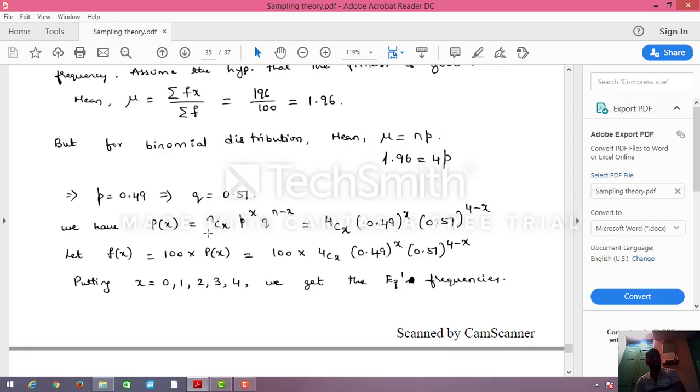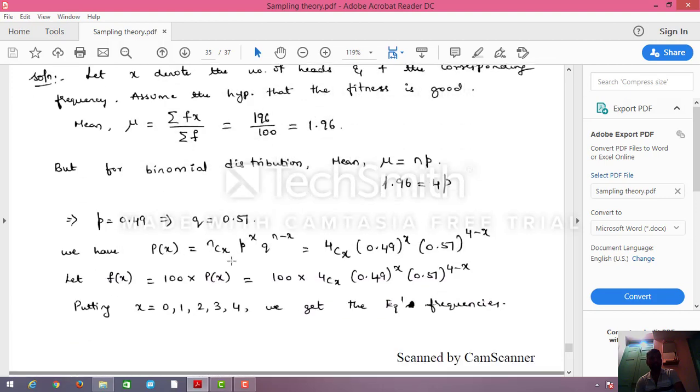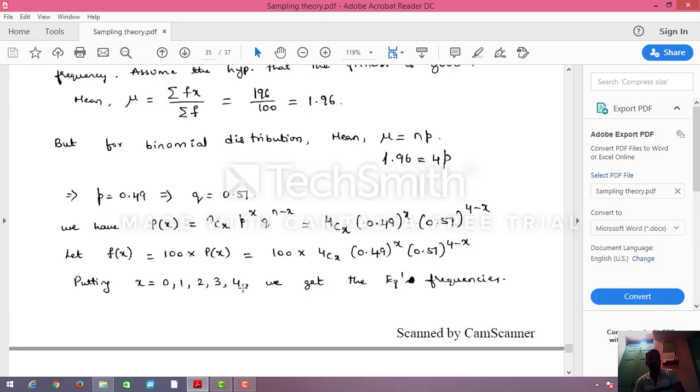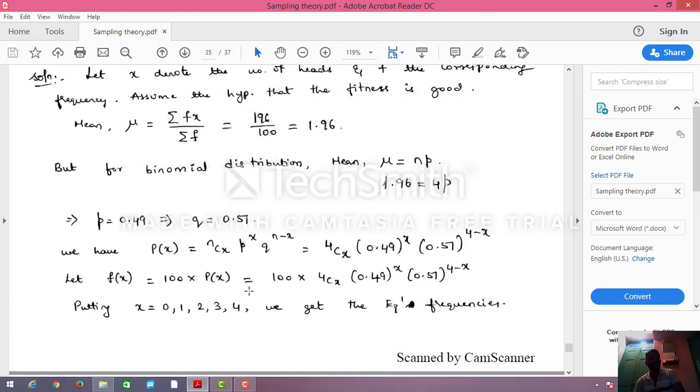Now, what is the binomial distribution formula? I know that nCx into p power x into q power n minus x. N is nothing but 4. So 4Cx into 0.49 whole power x into 0.51 whole power 4 minus x. Now, f of x equal to 100 into p of x. Why? Because we are tossing 100 times. That's why 100 into p of x, which is 4Cx into 0.49 whole power x into 0.51 whole power 4 minus x. We have to give x equal to 0, 1, 2, 3, 4.